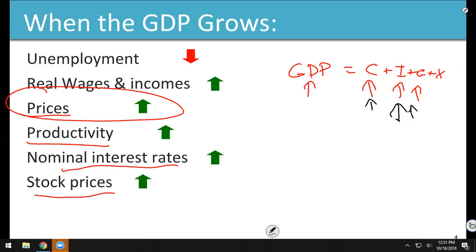Interest rates, well, depending on whether you're a saver or borrower. Okay, we'll call that a neutral. Productivity, good. Real wages, good. Unemployment, good. Consumption, I'm buying more, that's good. All of these are good.